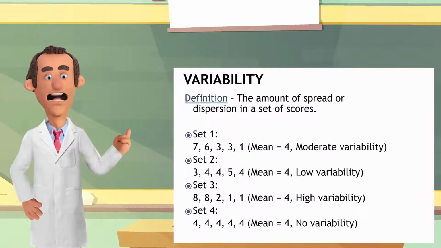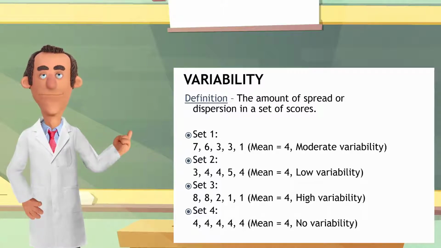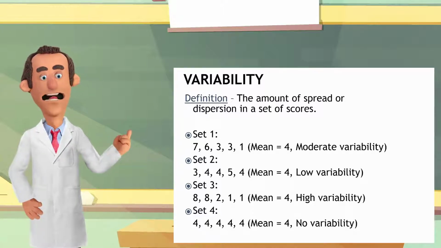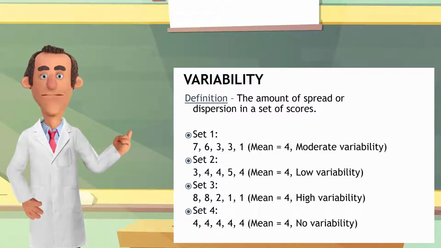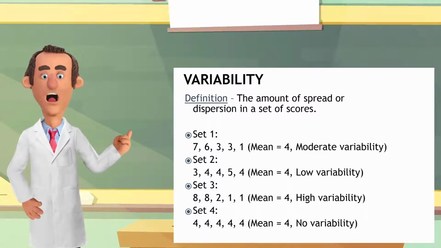So the way I define and the way researchers define variability is the amount of spread or dispersion in the set of scores. One thing I want you all to know is that the mean is only half the story. It doesn't tell you all about your data set, because remember, we're trying to describe our data set. That is the most important part as a researcher when we're doing descriptive data.